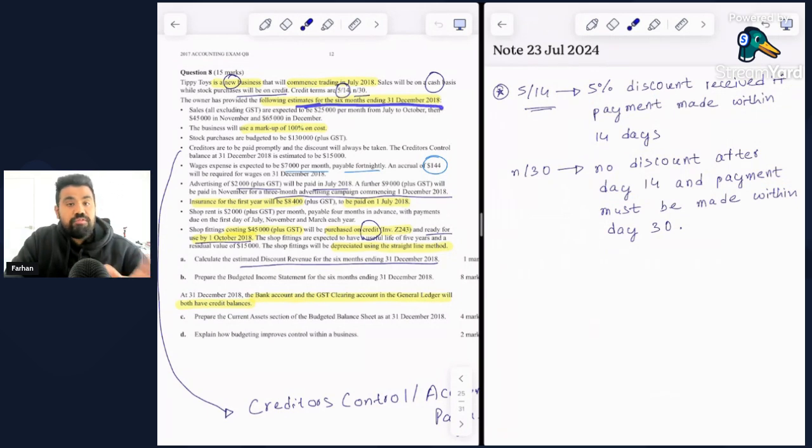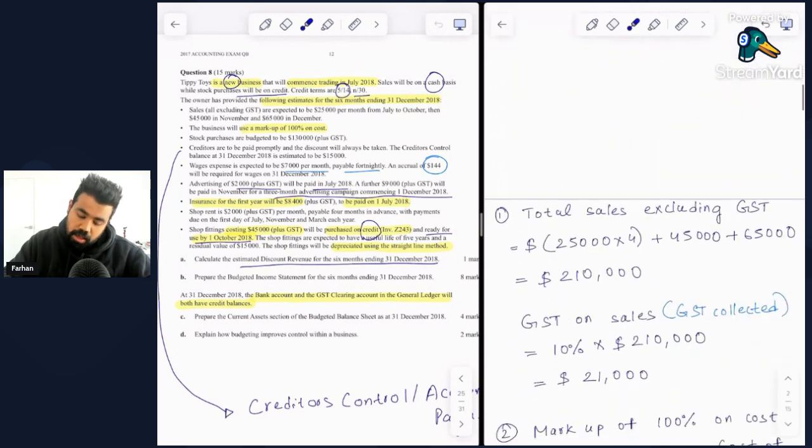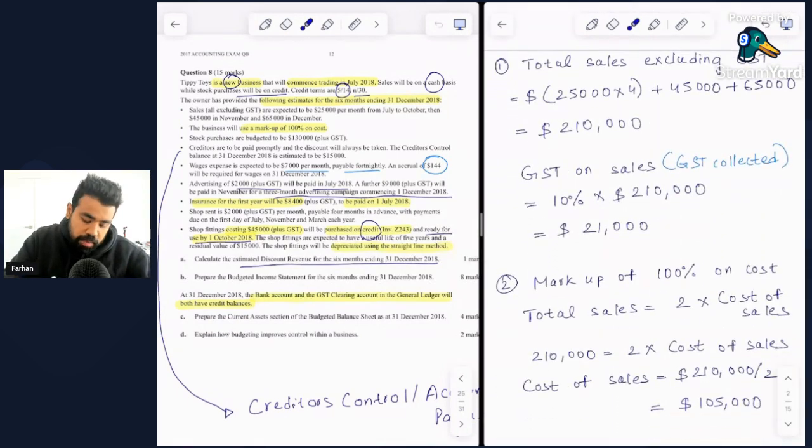So that is the end of the financial period, which is 31 December 2018, and we are focused on the most recent 6 months. So as we read through each and every line, we're also going to understand the workings that we need to do for each of these estimates. So let's start with the first line.